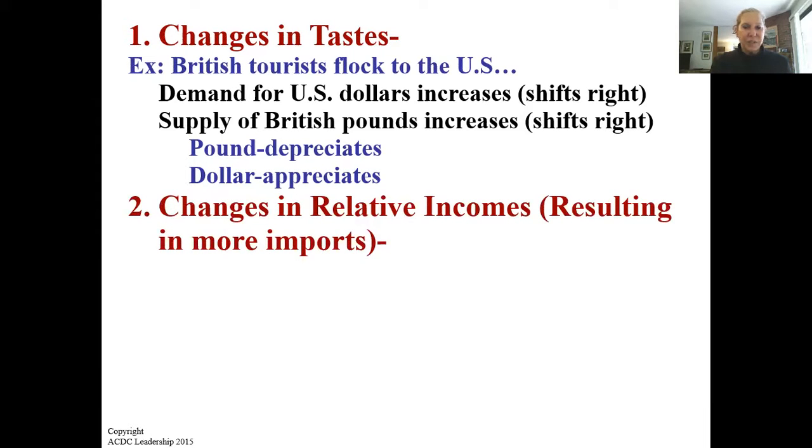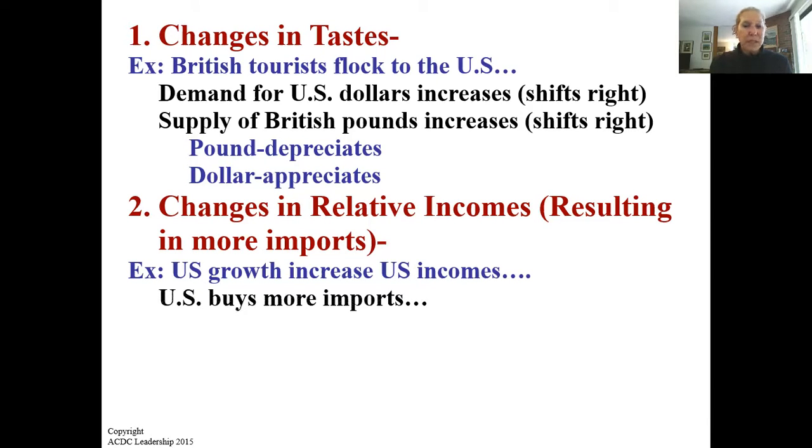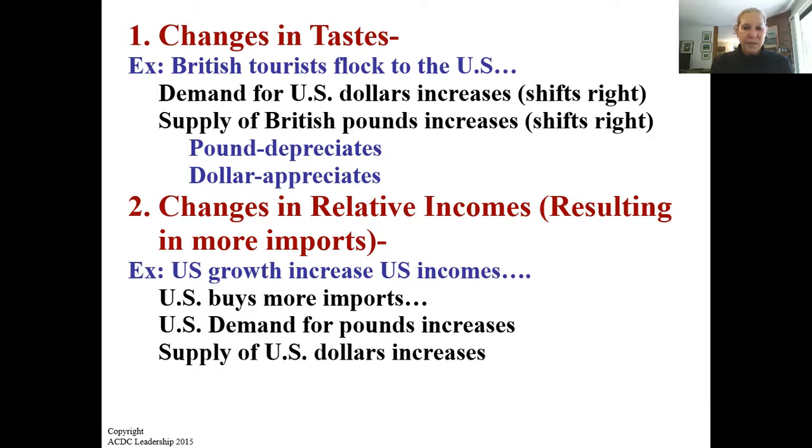Okay, number two shifter is changes in relative incomes resulting in more imports. So, for example, US growth increases US incomes. So the US buys more imports. The US demand for pounds increases, and the supply of US dollars increases. So the pound ends up appreciating, and the US dollar depreciates in this example.